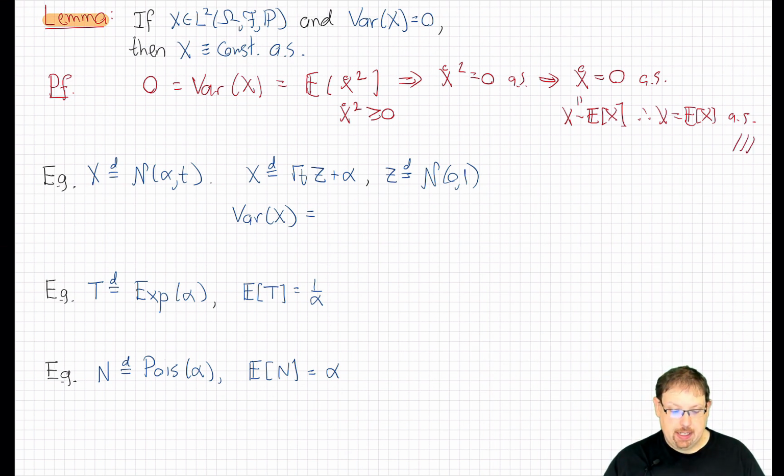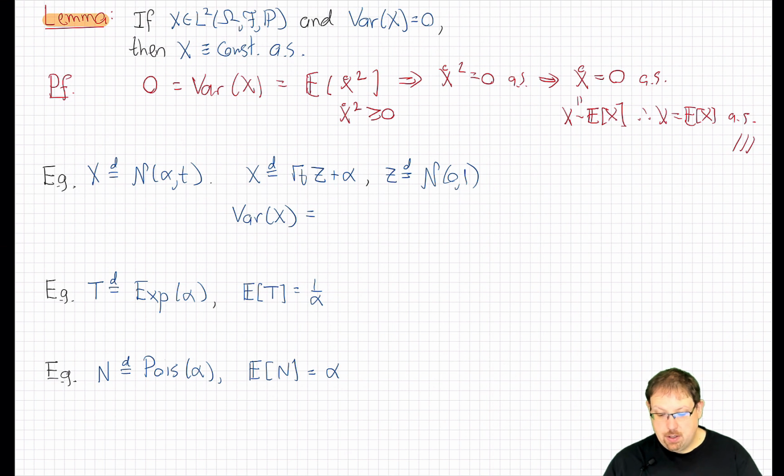Let's do a few calculations. These will be useful calculations to have under our belt, but they also serve to emphasize the fact that the variance, just like the expectation of a random variable, is a function of its distribution alone. Let's take a Gaussian normal random variable with parameters alpha and t. We showed in the last lecture that we could write that alternatively as this affine transformation of a standard Gaussian with parameters 0 and 1.